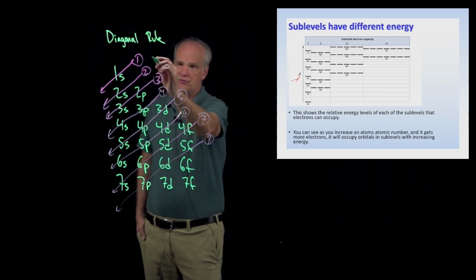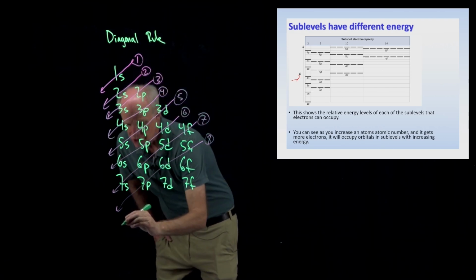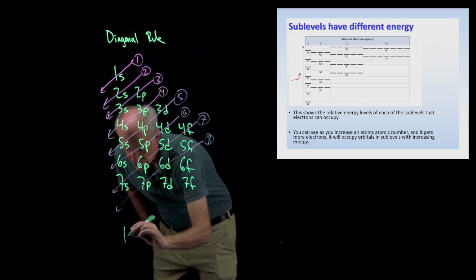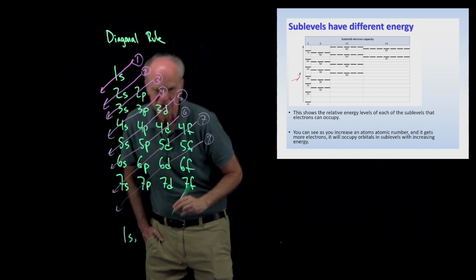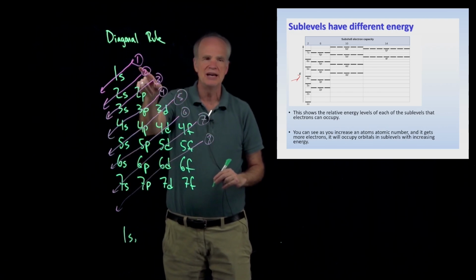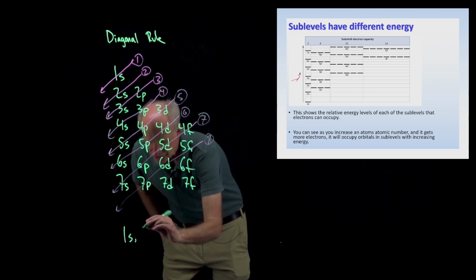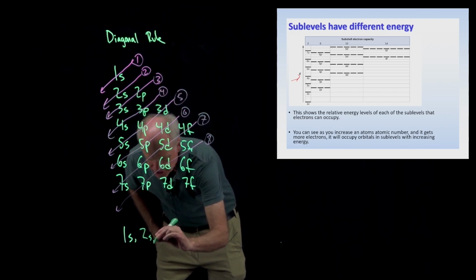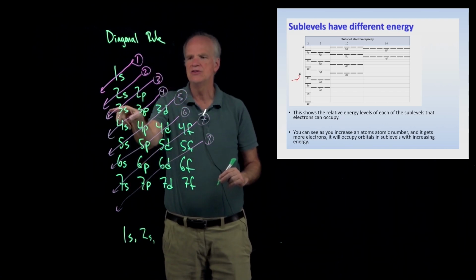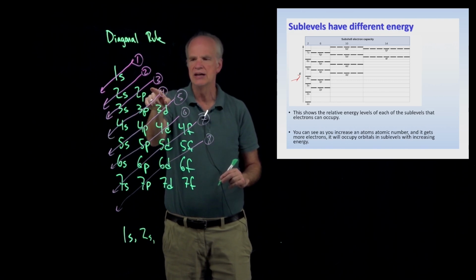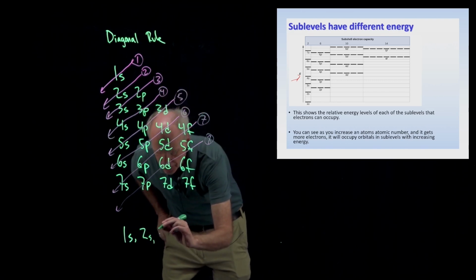So the first diagonal line goes through 1s. So the first sublevel that is filled is 1s. And I'm going to put a little comma here like that. After 1s, you go to the second diagonal line and you see the 2s is filled. So it's 2s like this. And then you have to go to the third diagonal line and you see it's 2p, 3s.